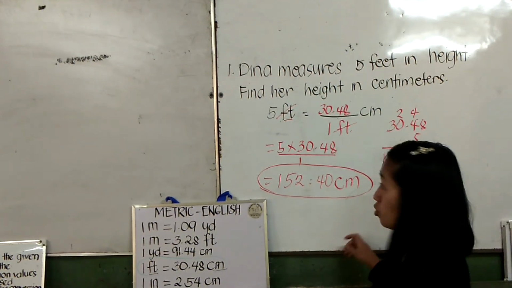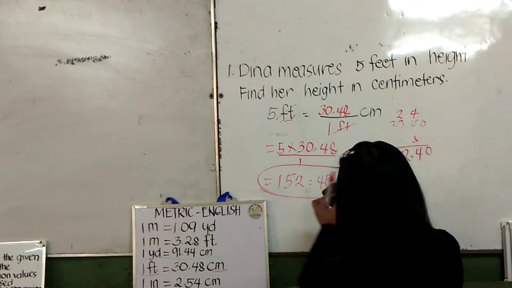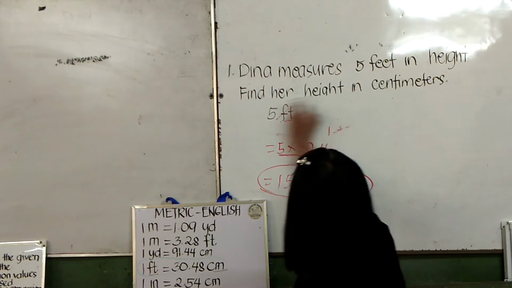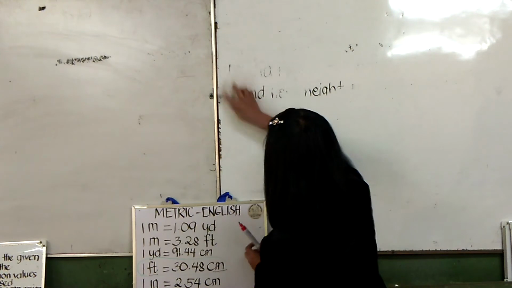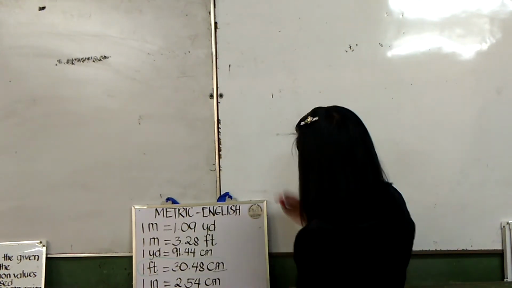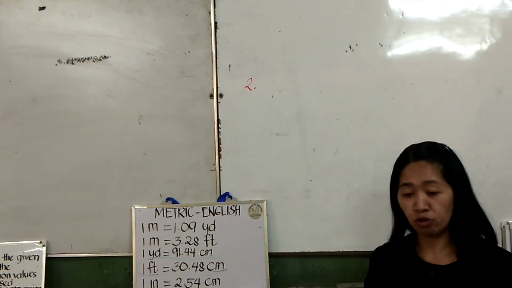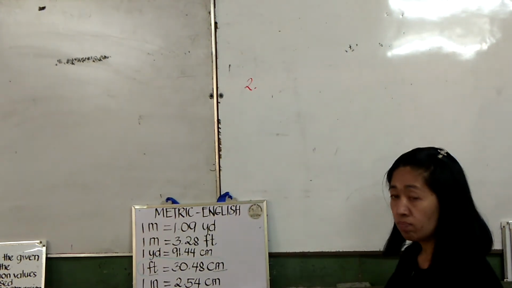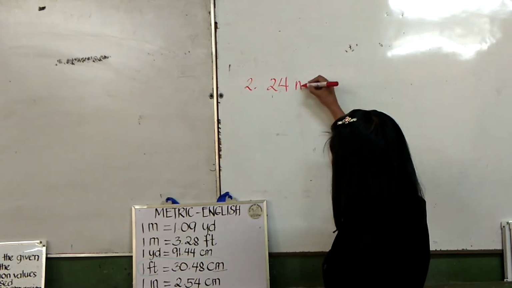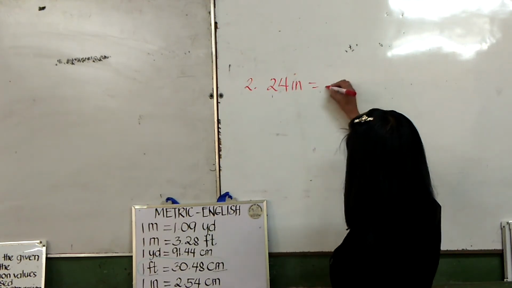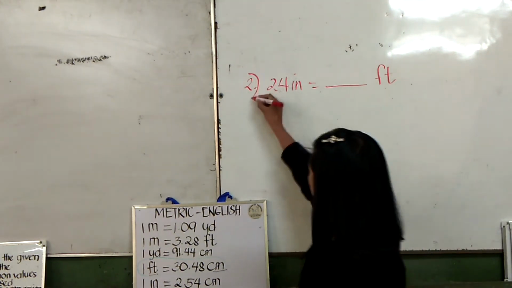Okay, so did we solve problem number 1? Yes. Okay, so let's have problem number 2, on pure numbers. So we try inches and feet. So 24 inches. How many in feet? Okay, so we'll do that.